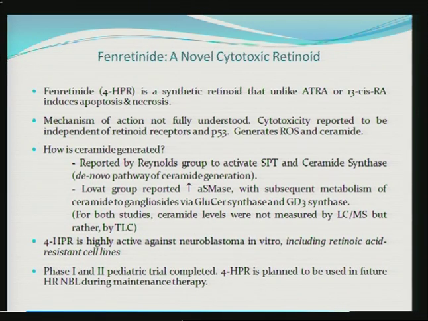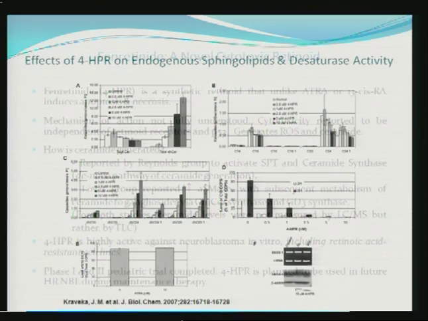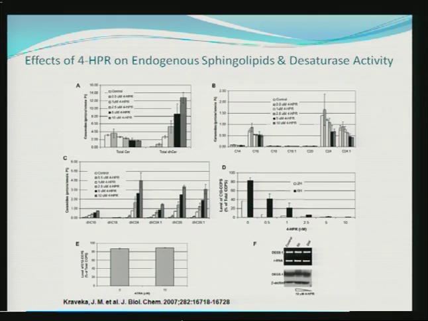We then started working with fenretinide, and fenretinide is a novel retinoid that is planned in COG studies to be used as maintenance therapy in future high-risk studies. The mechanism is not fully understood. Dr. Reynolds' group had reported that it activated de novo ceramide generation through serine palmitoyl transferase and ceramide synthase, whereas Penny Lovat's group showed increases in acid sphingomyelinase.